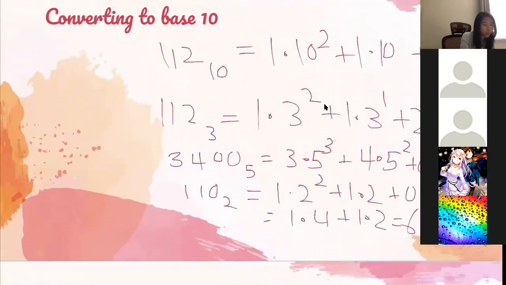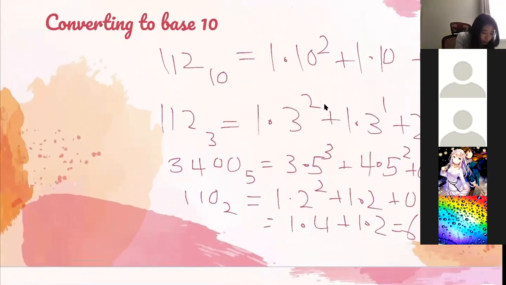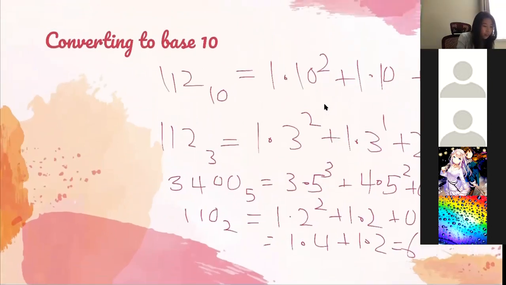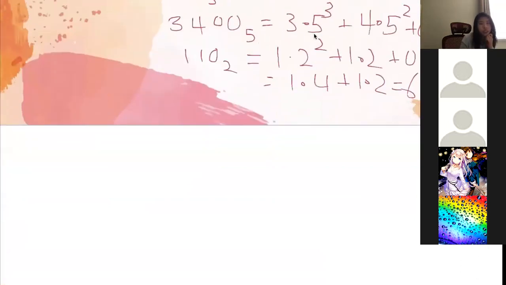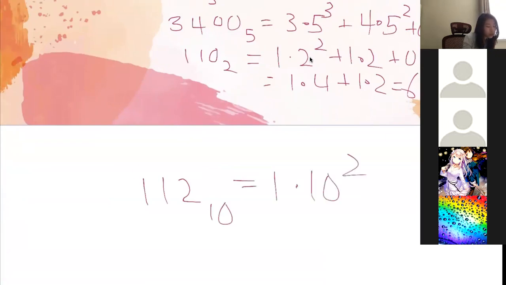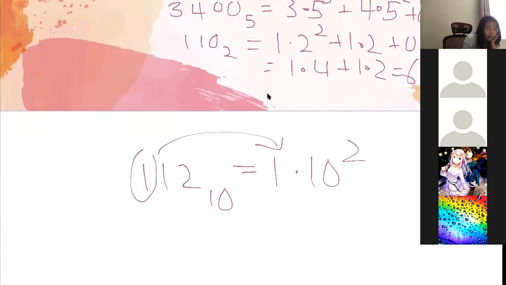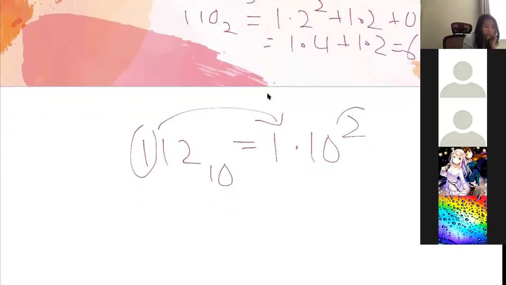Okay, here, I'm on another page. All right, so how we can do this is if we start off with 1, 1, 2, which is what we had to begin with, in base 10. What we normally do is 1 × 10², so this one corresponds to 1 × 10². Does everyone agree? And we know the exponent is 2 because this one is 2 places over.